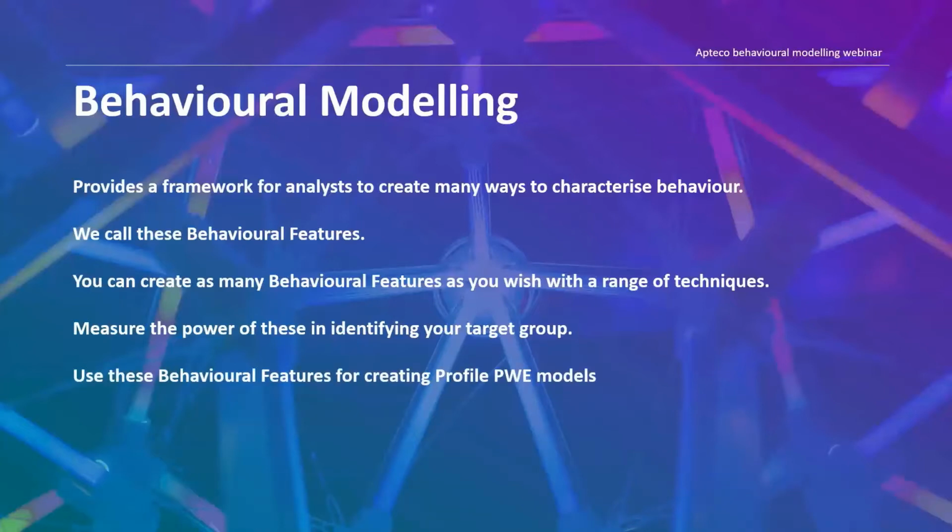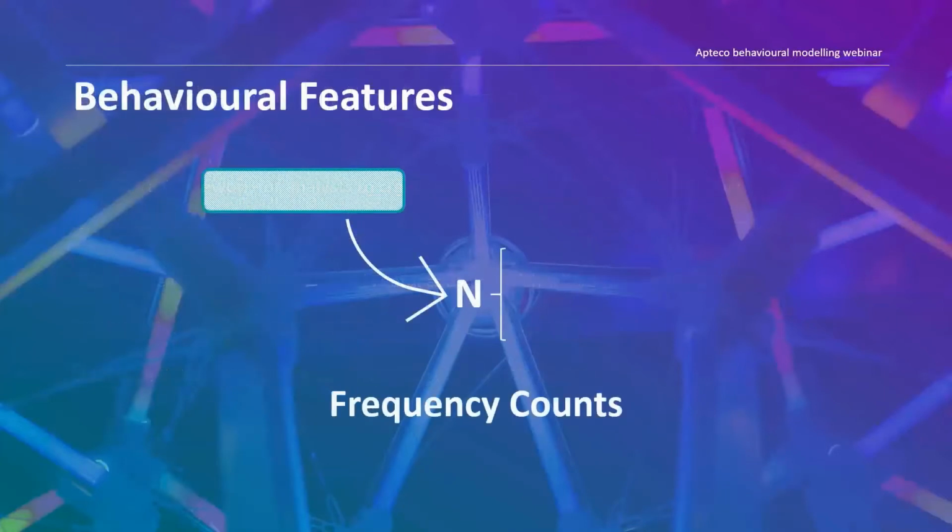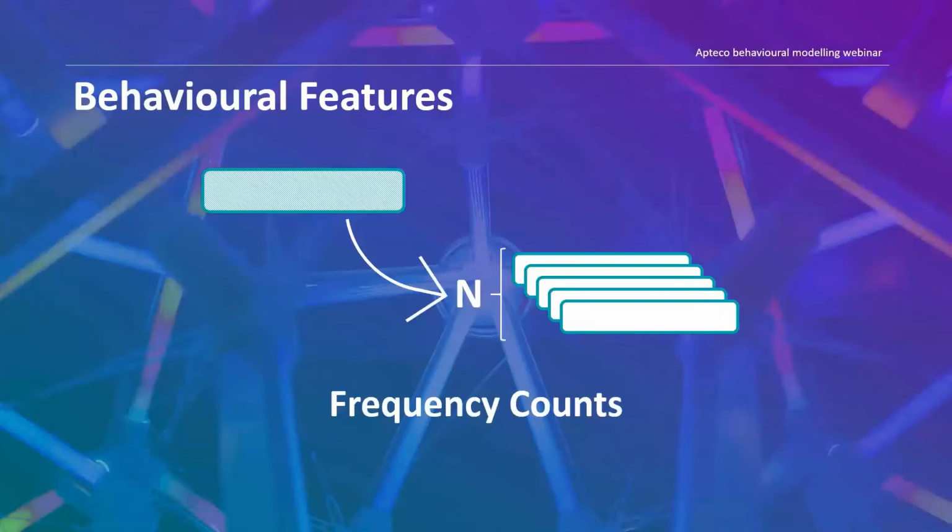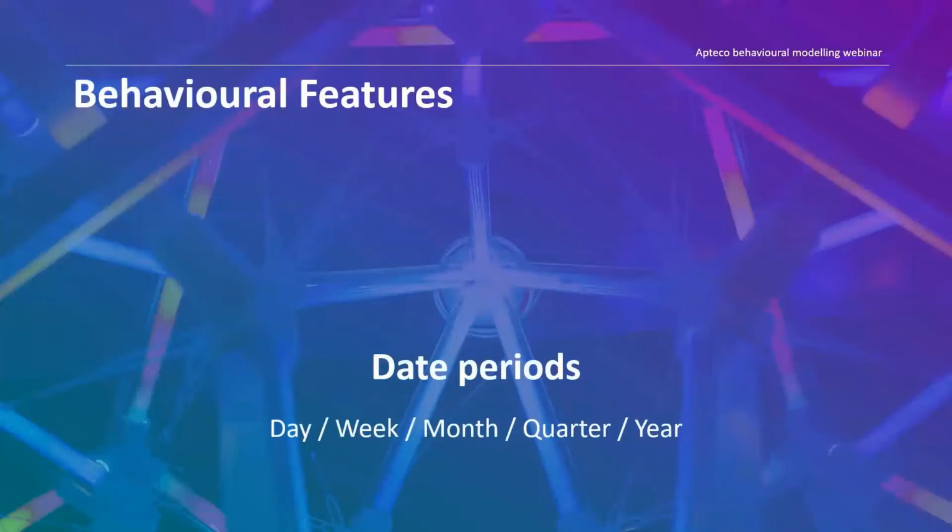And those features will be used for creating PWE models. Now, let's just see the different types of behavioral features. So the first one is frequency counts. So you can look across the number of records related to an individual, count up how many there are, and use bandings of that frequency count to determine whether that is something that helps you predict the behavior you're interested in.